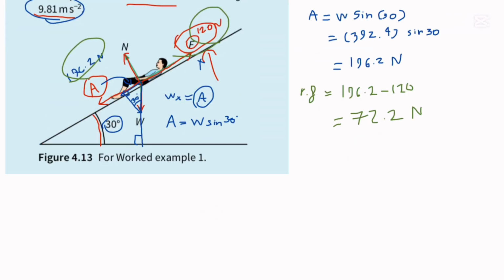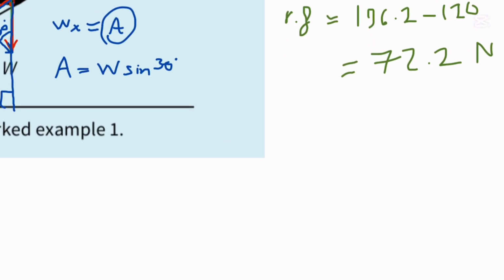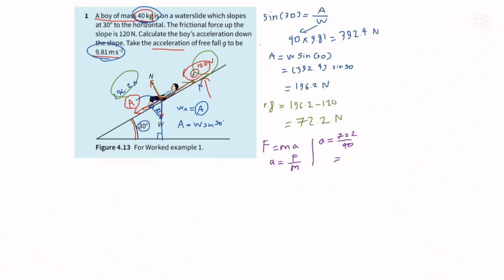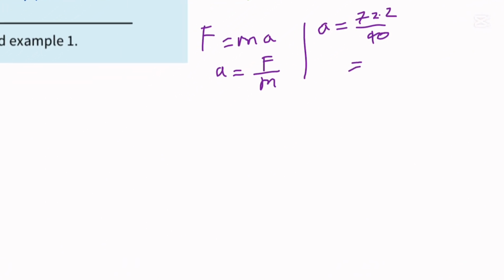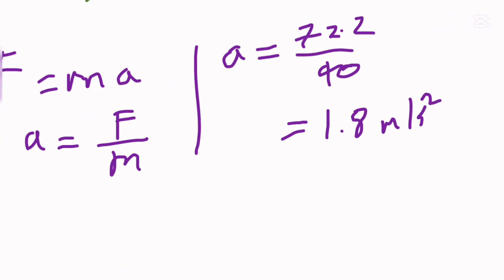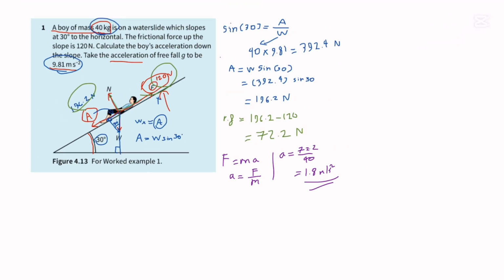We can use Newton's second law equation, F equals ma, so a is gonna be equal to F over m. In this case, F is gonna be 72.2 newtons, and the mass is gonna be 40 kilograms. Then we just divide this. It's about 1.8 meters per second squared. So the boy will accelerate at 1.8 meters per second squared.